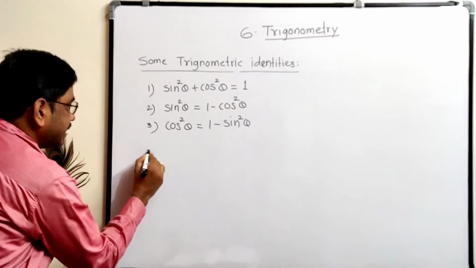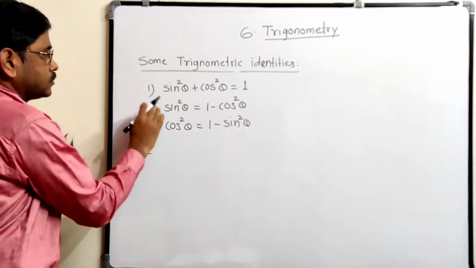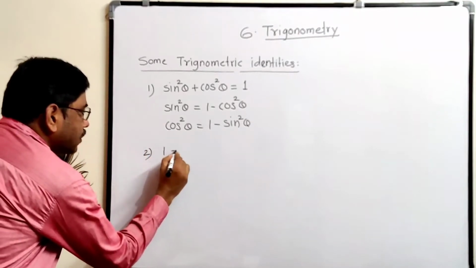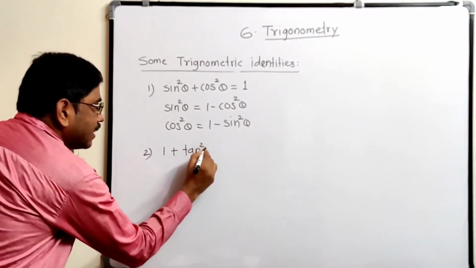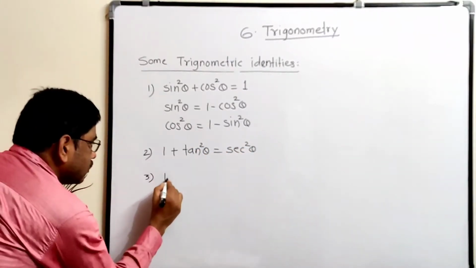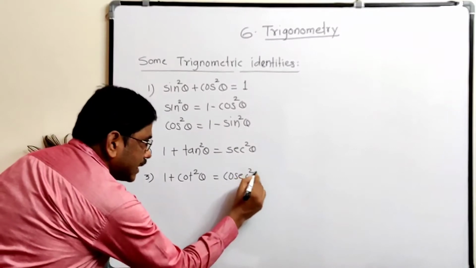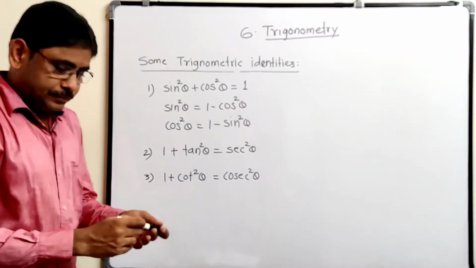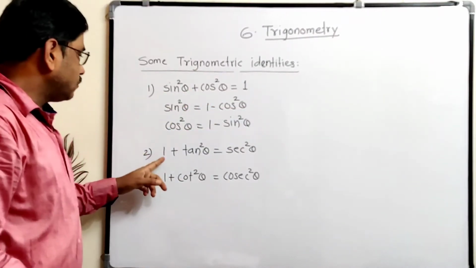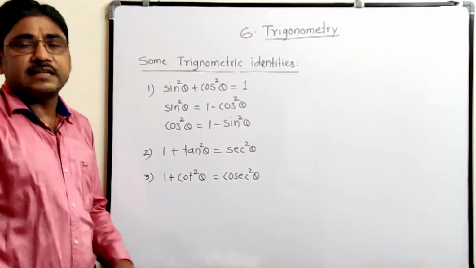So these are the relations written from this one. The second identity is 1 plus tan square theta is equal to sec square theta, and the third identity is 1 plus cot square theta is equal to cosec square theta. So these are the three identities. Sin square theta plus cos square theta is 1, that is the first identity. 1 plus tan square theta is sec square theta is the second, and 1 plus cot square theta is equal to cosec square theta is the third one.